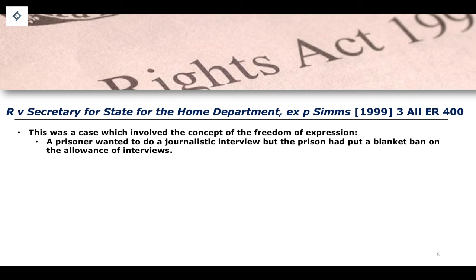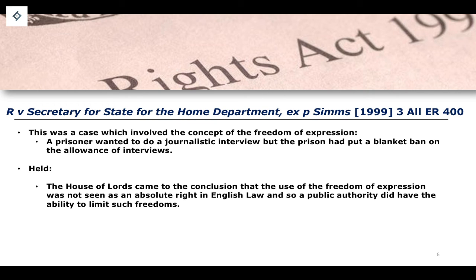So this is the question, whether or not the freedom of expression of this prisoner had been infringed by the fact that the prison had put this blanket ban on the allowance of interviews when this prisoner wanted to do a journalistic interview. Was this a violation of their freedom of expression? Now, it was held by the House of Lords that the freedom of expression was not an absolute right in English law, but rather it was a right which could be limited in certain circumstances.